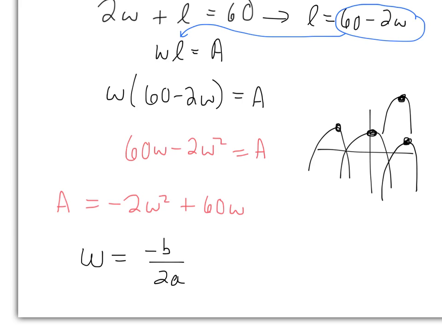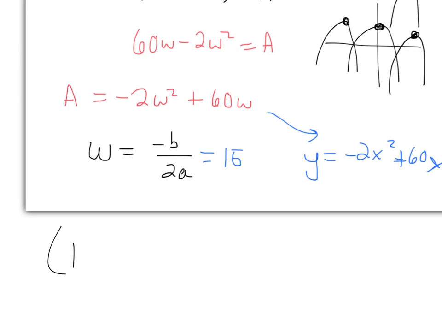If we think back to the last section, we could think of this as y equals negative 2x squared plus 60x. That's what we should be thinking about. Same thing: we would say w equals negative b over 2a. What do we get as a result? What's negative b over 2a going to give us? 15? Now, that is the x-coordinate of the vertex.